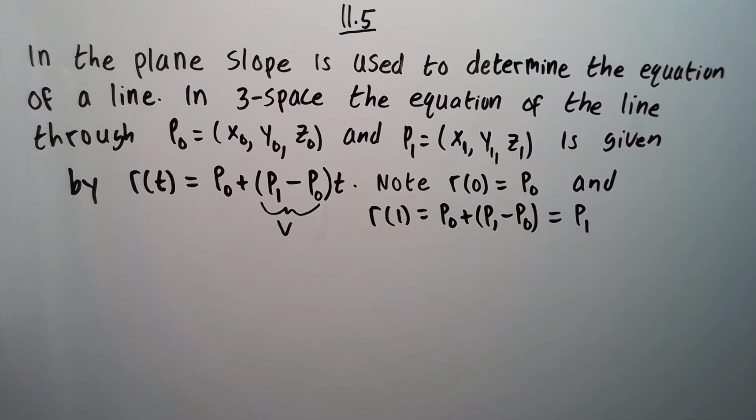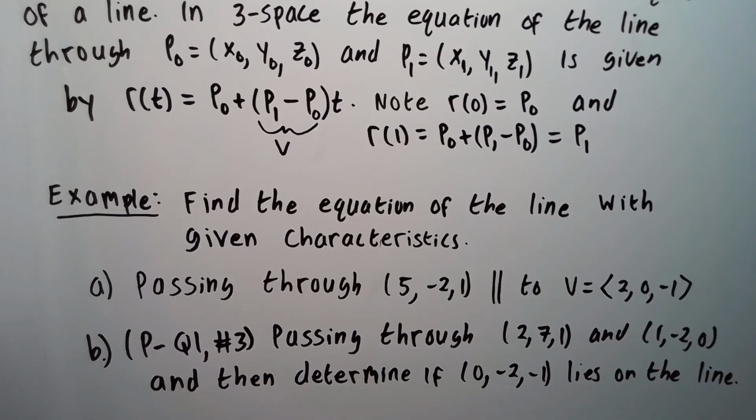Okay, let's look at an example now. It says find the equation of the line with given characteristics. So we've got part A and part B here. Part A says passing through the point (5, -2, 1), and this symbol here means parallel, so parallel to this vector. That's part A. And part B is actually from the practice quiz, number 3, and says passing through (2, 7, 1) and (1, -2, 0). So find that line and then determine if this point lies on the line.